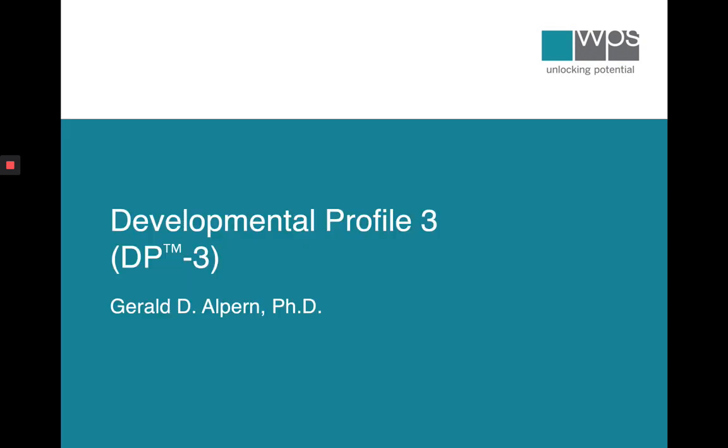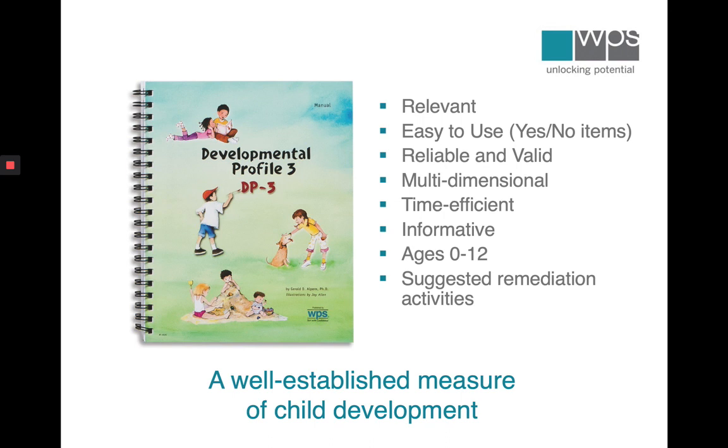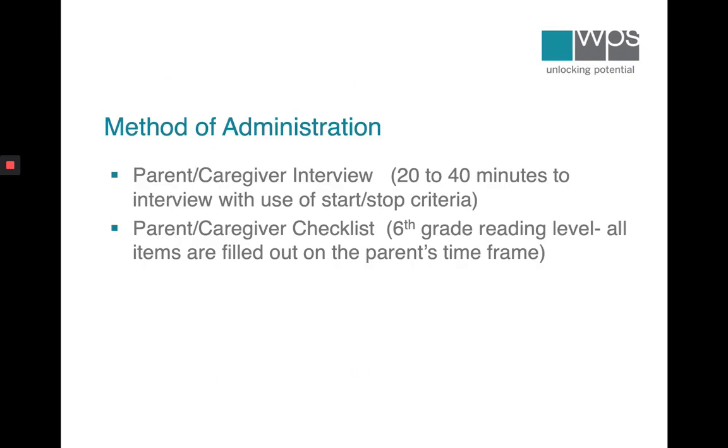The next item we're going to talk about today is the Developmental Profile 3rd edition, or the DP3. What's nice about the DP3 is it's easy to use. The questions are simply answered by either saying yes or no. The DP3 is available for ages 0 through 12, and there are also suggested intervention activities by using this tool. The DP3 is available with either an interview format or a checklist, and what you're doing is giving it to either parents or caregivers.